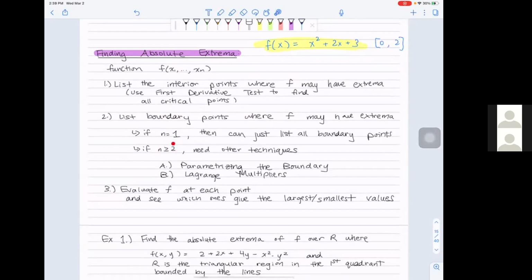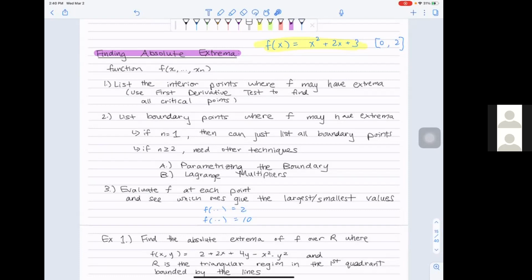Now in multivariable calculus, we're dealing with n greater than or equal to 2, meaning that we have more inputs. So if we have more inputs, we need other techniques. One technique is you parameterize the boundary, or the second one is you do the Lagrange multipliers. And in the third step, you want to evaluate f at all the points you found. So you will get like f of this point equals 2, f of whatever point equals 10. Whichever one is the largest number, that's your absolute max. Whichever one is your smallest number, that's your absolute min.